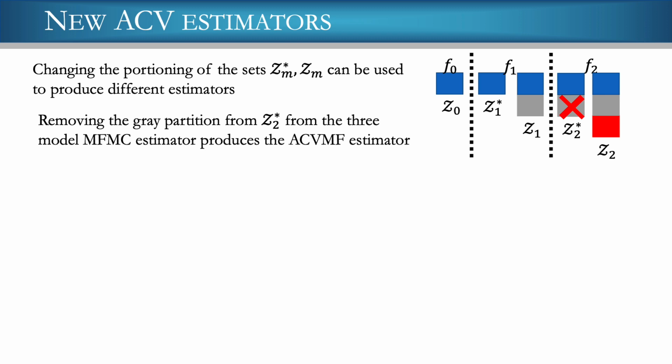Approximate Control-Variate Monte Carlo provides a framework to consistently analyze existing estimators and derive new estimators. In this tutorial, I introduced the ACVMF estimator. However, we can construct many other estimators by changing the sample partitioning used. For example, in this tutorial, I showed you how removing the crossed-out grey partition used by multi-fidelity Monte Carlo produces the ACVMF estimator and the different expressions for the optimal estimator variance that arise.